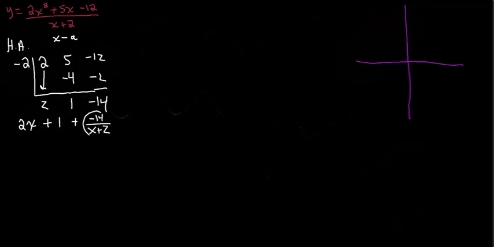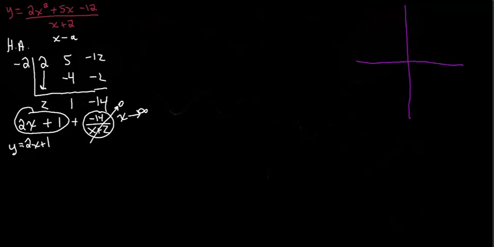Now, for this part, you need to consider what happens as x goes to infinity. Pretty easy, really. You're going to have negative 14 divided by a really big number, infinity plus 2, so this essentially is going to go to 0. What's left over is the equation of the slant asymptote, which is 2x plus 1. Done. We can go ahead and graph it.